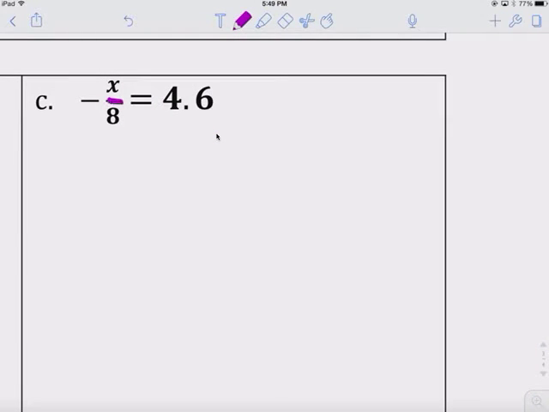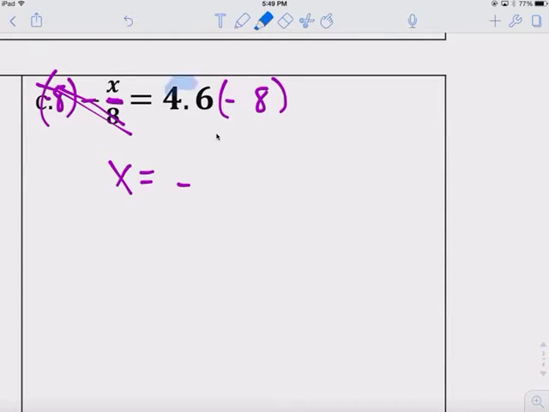This is divide, so the opposite of divide is multiply. So negative 8, so multiply by negative 8. So x then is equal to negative 4.6. Remember, a positive times a negative is a negative. 4.6 times 8. Negative 36.8.